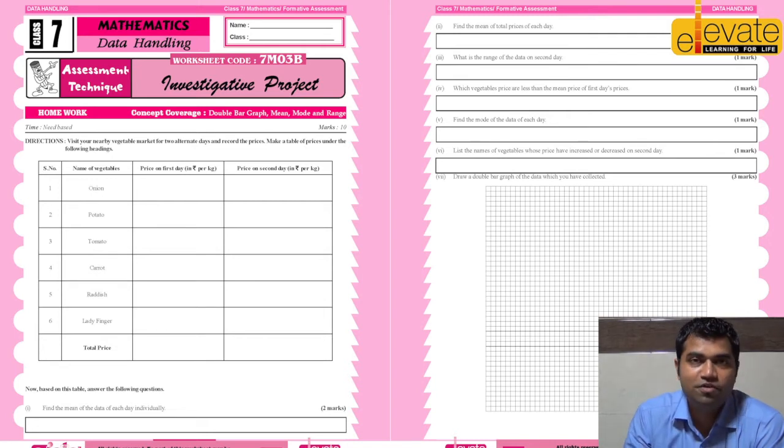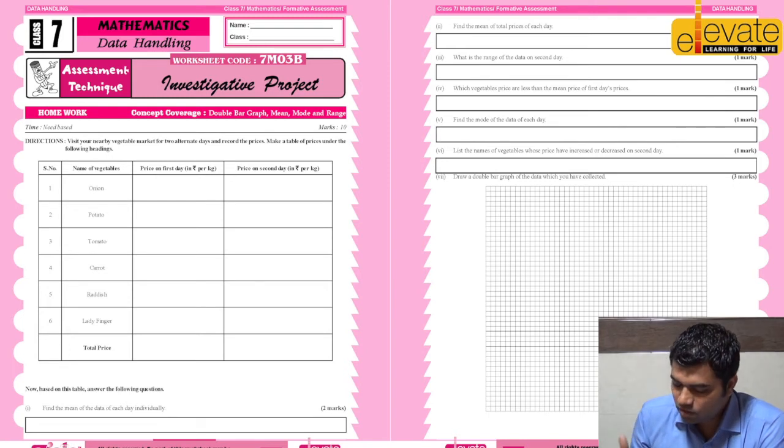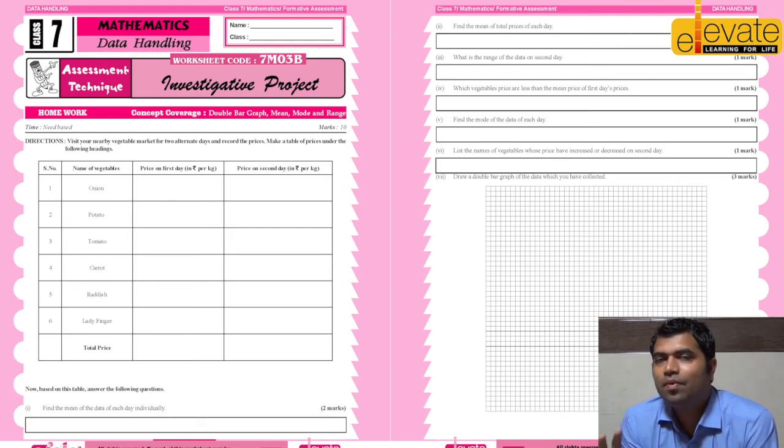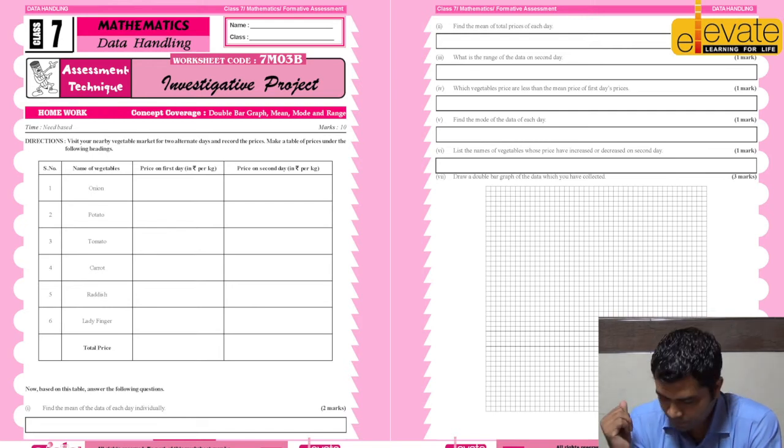Now there will be two different figures he has for the same commodity, a vegetable. Now for onion, day one is 70 rupees, now day two could be 40 rupees. The difference would be there. On double bar graph, he will demonstrate what were the prices of these different vegetables on two different days.